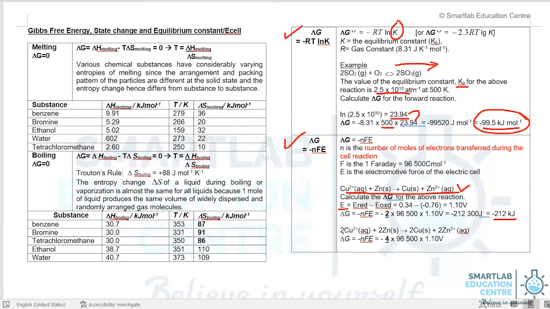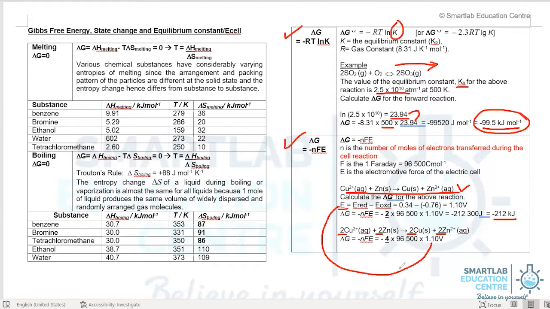So what happens if we decide to multiply by 2 to the equation? So instead of 1 mole of Cu2+ reacting with 1 mole of zinc, we now have 2. So in this case, the E cell value is still 1.1. However, for the number of moles of electron transfer, now in this case, there will be 4 moles of electrons transferred. And hence, because of that, your n will now have to be equal to 4.